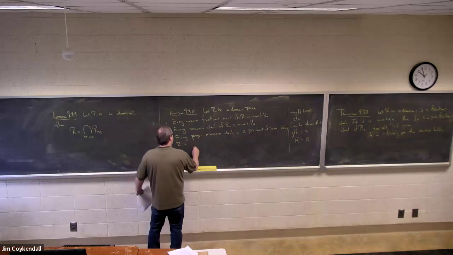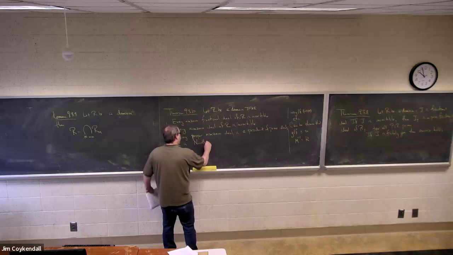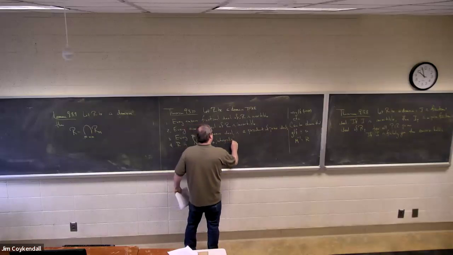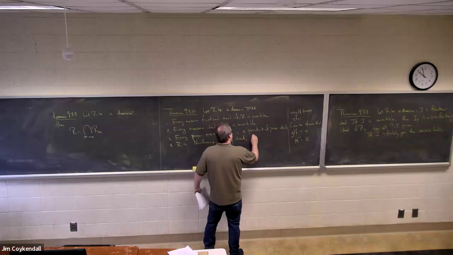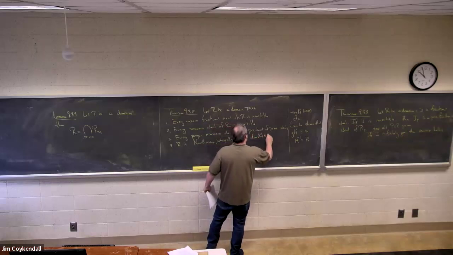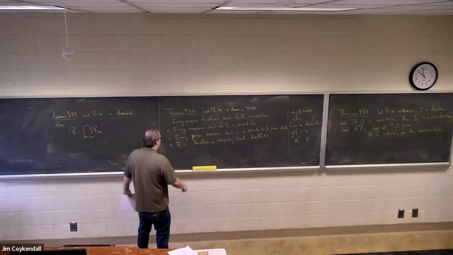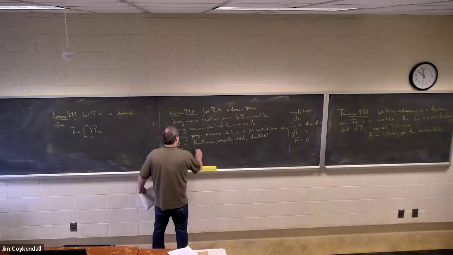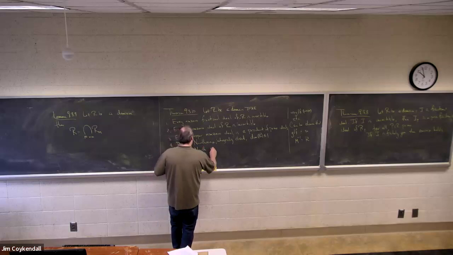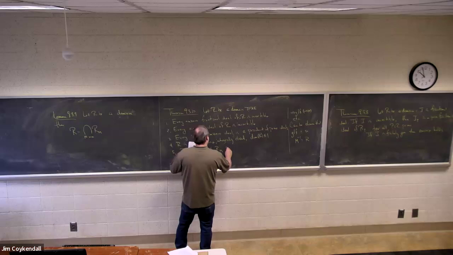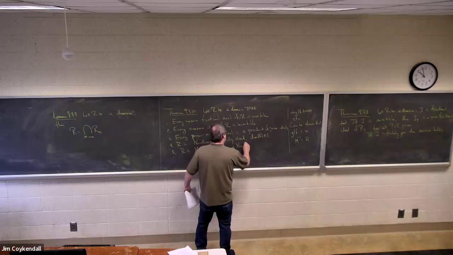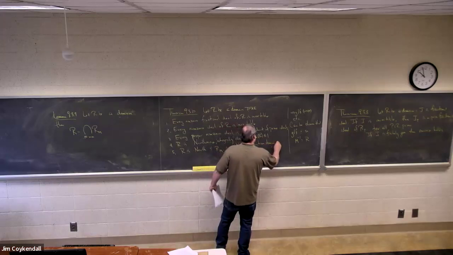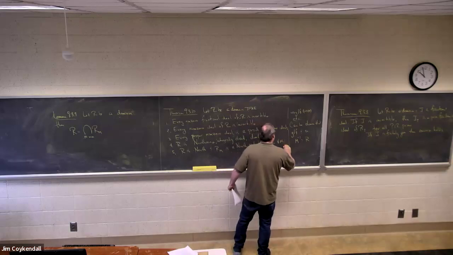Number 4. R is Noetherian and integrally closed. Dimension of R is less than or equal to 1. That means either R is a field or all non-zero prime ideals are maximal. Finally, R is Noetherian and R_M is a discrete valuation ring for every maximal M.